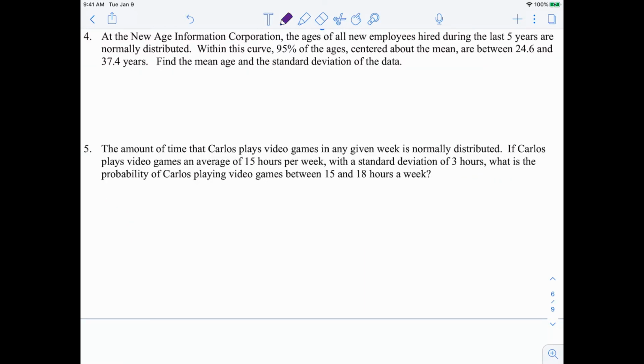Looking at number 4, it says, at a New Age Information Corporation, the ages of all new employees hired during the last 5 years are normally distributed. Within this curve, 95% of the ages centered about the mean are between 24.6 and 37.4 years. Find the mean age and the standard deviation of the data.